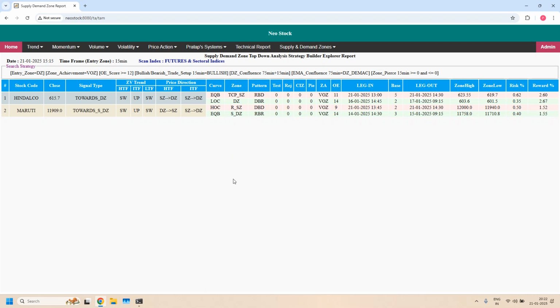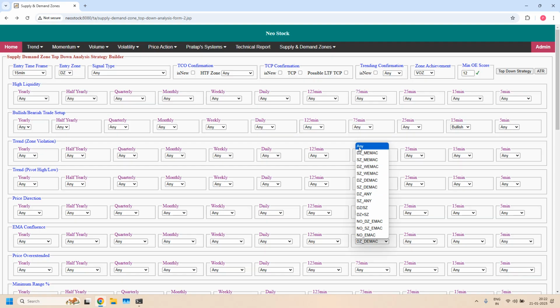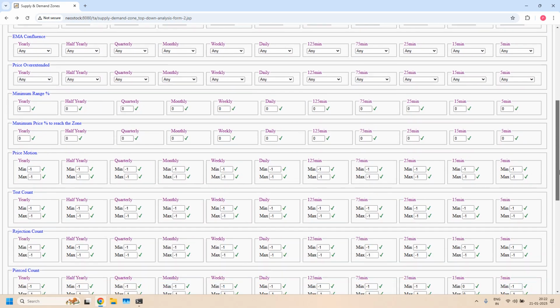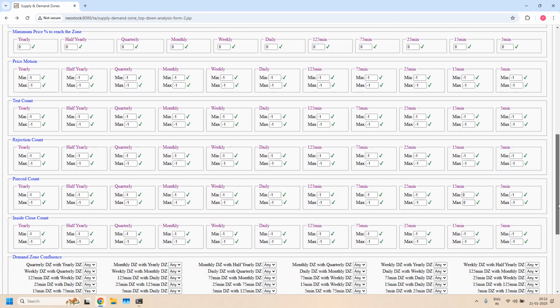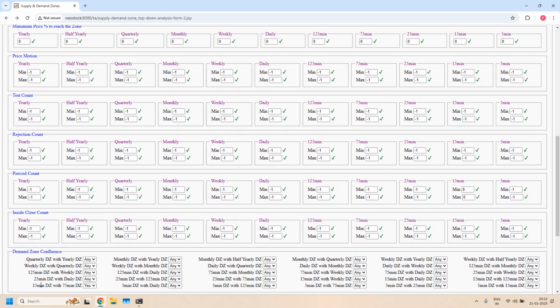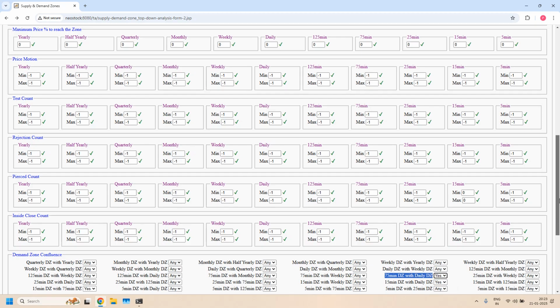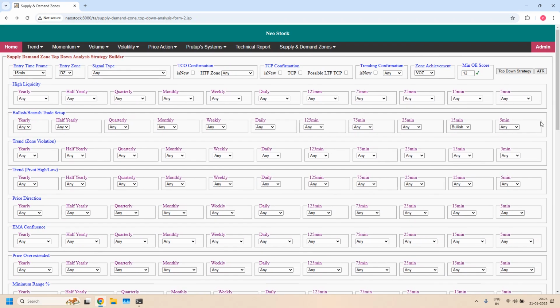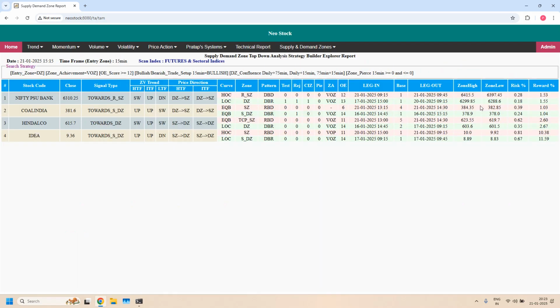Okay, next let us look for LTF, ITF, HTF zone Confluence. Removing the EMA filter, which is ITF specific, we should focus on HTF specific now. So in the demand zone Confluence, 3 filters I have to set. First filter is already enabled. Second filter, 15 minutes demand zone with daily demand zone Confluence. Third filter, 75 minutes demand zone with daily demand zone Confluence. With all the 3 filters, LTF, ITF, HTF demand zone Confluence, we got 4 stocks.